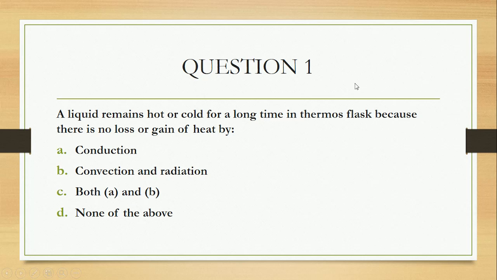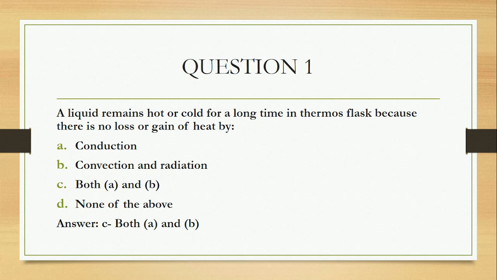Question number 1: A liquid remains hot and cold for a long time in a thermos flask because there is no loss or gain of heat by option A conduction, option B convection and radiation, option C both A and B, या फिर option D none of the above. And the correct option is option C, both A and B.